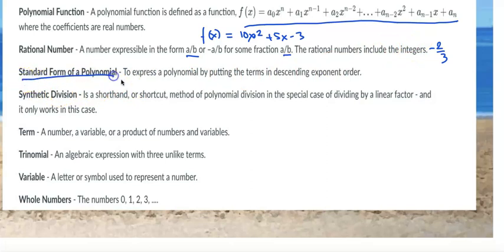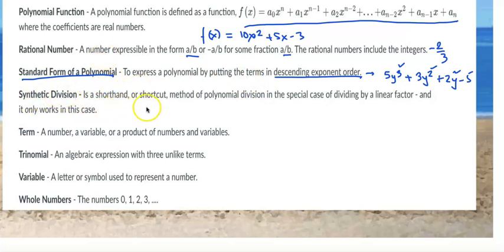Standard form of a polynomial: to express the polynomial by putting the terms in descending exponent powers. So let's take an example. I can write a polynomial like this also: 5y to the power 3 plus 3y squared plus 2y minus 5. You see these powers over here, they are decreasing, 3, 2 and 1. This is how we write the standard form of a polynomial.